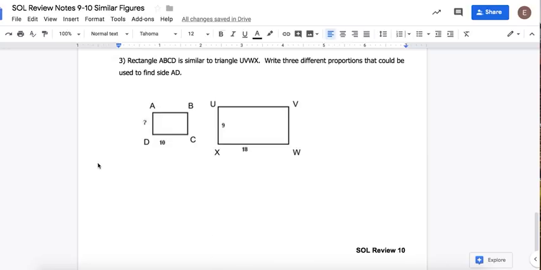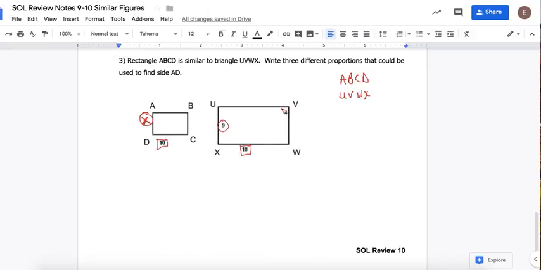Number 3, it says rectangle ABCD is similar to quadrilateral UVWX. Write 3 different proportions that could be used to find side AD. So we're looking for side AD, so we'll just call this X right here. Put that over the question mark. And you can line up your letters, A, B, C, D, and U, V, W, X. And then we can see that AD goes with UX right here. And then we can also see that DC goes with XW right here.